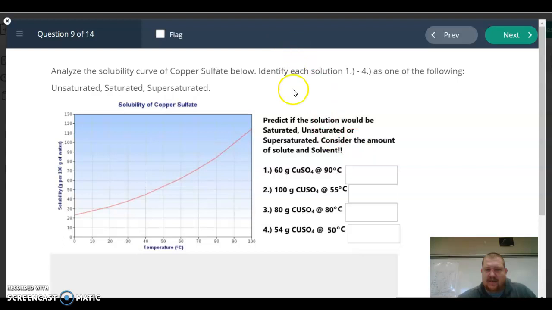This one here, you're going to type in saturated, unsaturated, or supersaturated based on where you plot these points on this graph. Is it above, on, or below that line?